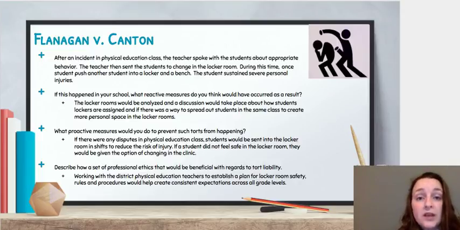Now, this would take more planning on the teacher's part, because you only have a limited amount of time for students to go change after class and be able to get to their next class. But if you're seeing students getting too competitive, I think that would be helpful.